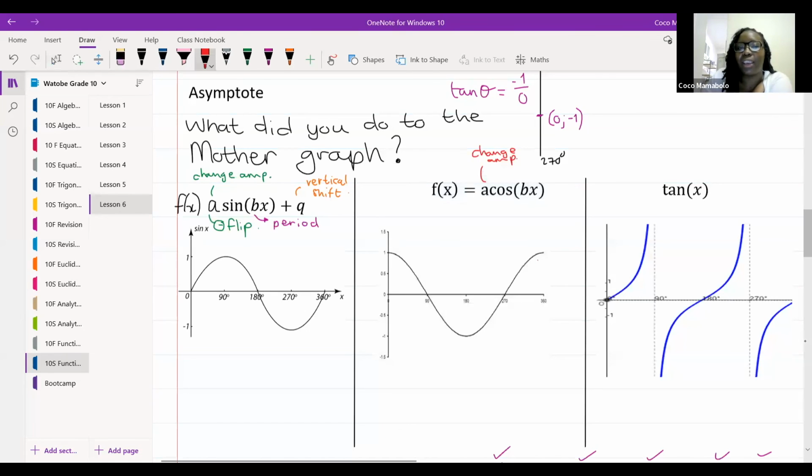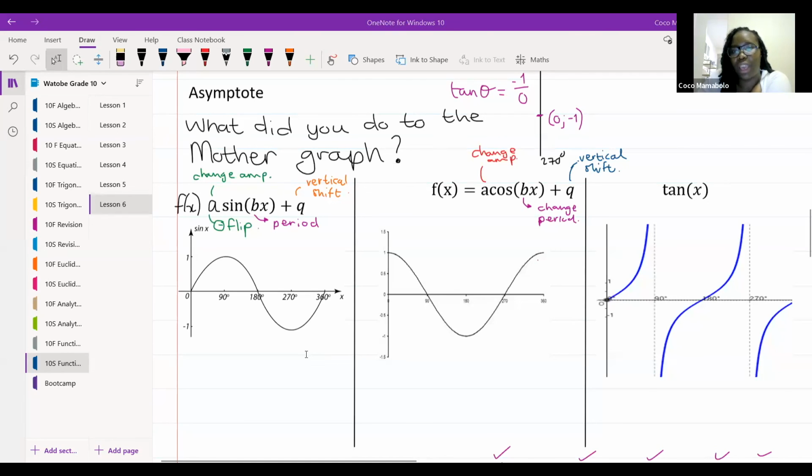All right. What happens if we add a number over here? What does this number do, guys? Good. It changes the period. Okay. And what happens if I add a number at the end? What does the number at the end do? Yes, Timolocho, that's it. It moves my graph up or down, my vertical shift.